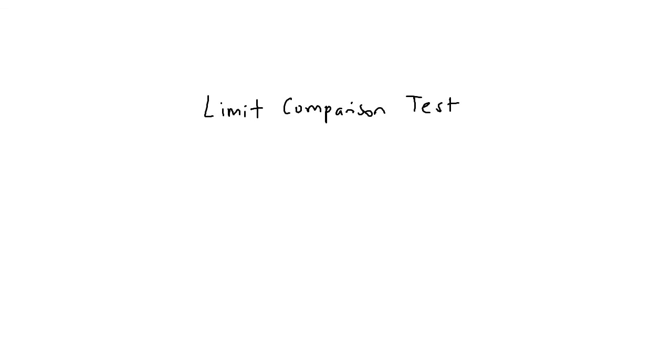So let's take a look at the limit comparison test. Remember that usually when the direct comparison test does not work, you will use the limit comparison test instead. So the formula for the limit comparison: let's say you are given the series of a sub n. Similar to the direct comparison test, we're just going to find a very similar series, b sub n.